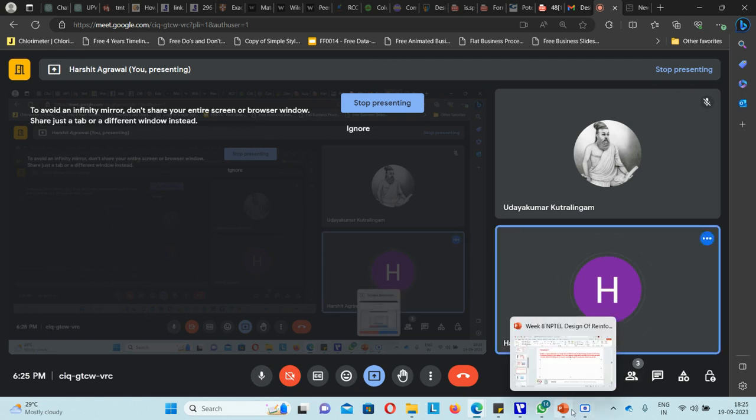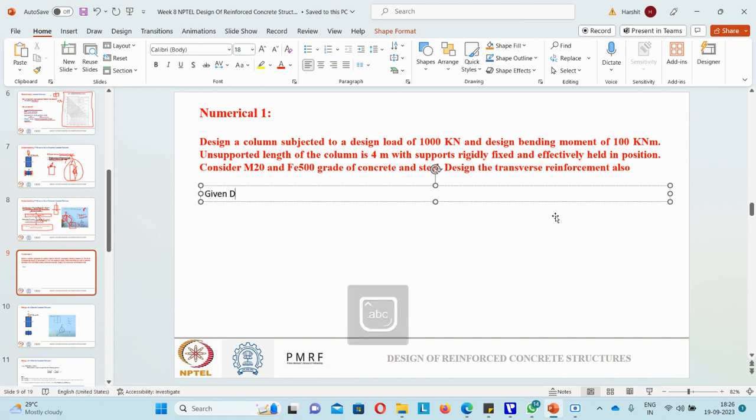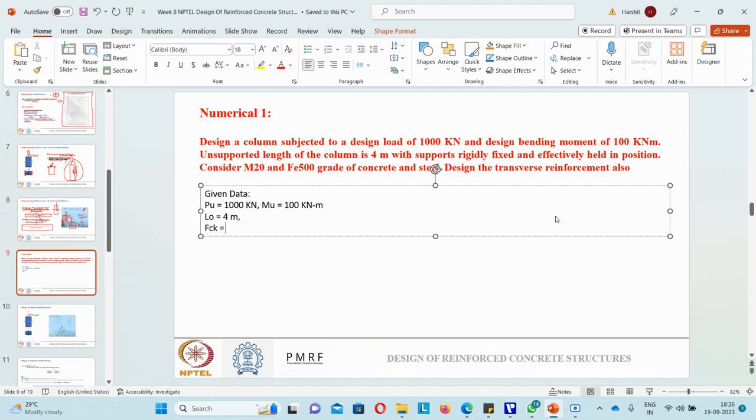Okay, so let's see the solution now. We will proceed in a very step-by-step manner so that everyone understands how moment becomes important. First we'll design this question as if it is an axially loaded short column only, and then we'll see what differences occur with moment. So what are the given things? We have design axial load Pu equal to 1000 kilonewton. Mu is given as 100 kilonewton meter. Unsupported length L naught is given as 4 meter. fck is given as 20 and fy is given as 500 MPa. So these are the data given to us.